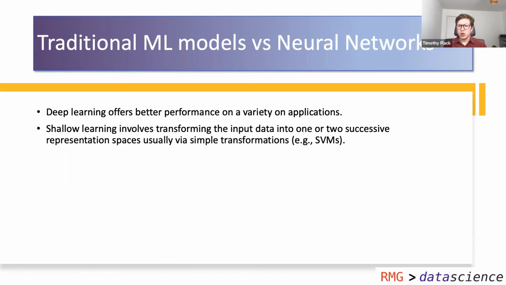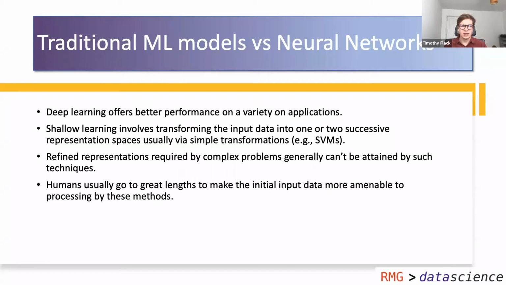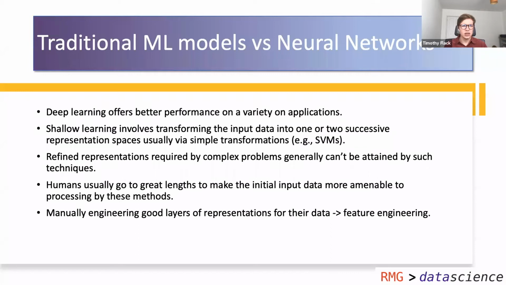And anyone who's done any machine learning will know that we all go to great lengths to make the initial input data more amenable to processing by these methods. What we're doing there is manually engineering good layers or representations of our data. This is also called feature engineering. And what deep learning does is it completely automates that step. We don't need to do that. And I've just highlighted those points here.